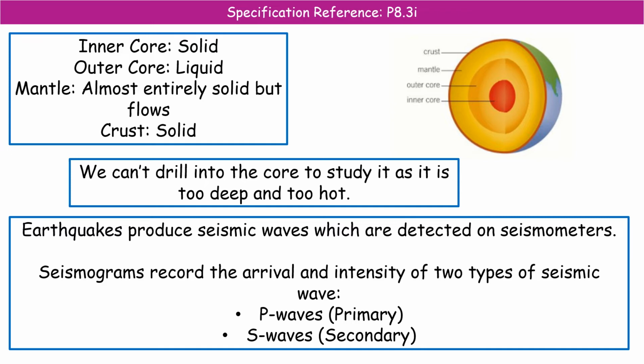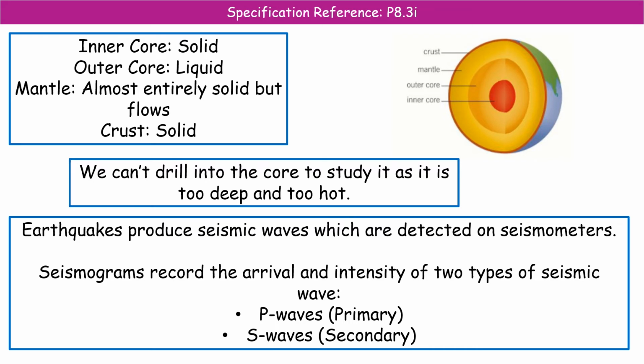Therefore, how do we know that we've got these 4 different divisions that make up the structure of the Earth? And the answer is earthquakes. Hopefully we know that earthquakes produce seismic waves, and those seismic waves we can actually detect on a device called a seismometer. So basically it's kind of like a little pen on a little arm, but as the Earth shakes, it shakes and draws a little line. Very simple version. Obviously these days we have computers that do this for us.